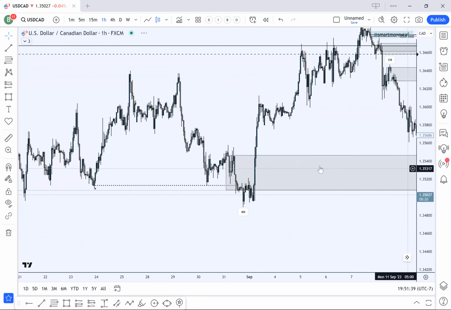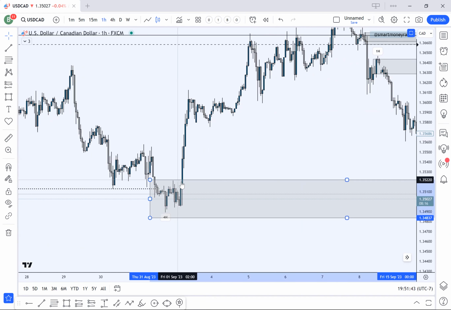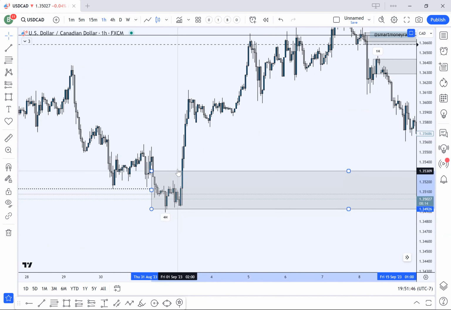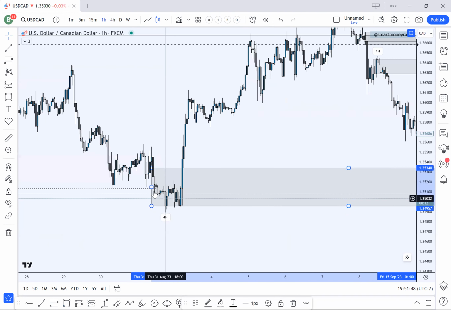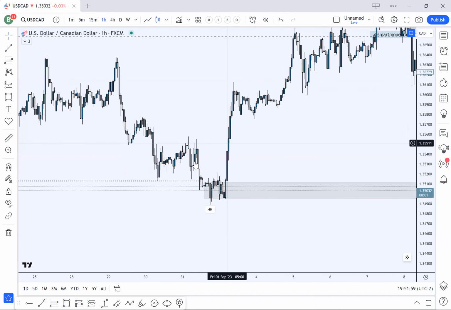Right, and let's just say I want to narrow it down to this 1 hour candle right here. This was that last 1 hour candle, the one that gave us that sweep of liquidity. That one last bearish candle right here gave us that last sweep of liquidity. So even this is a 1 hour, right?